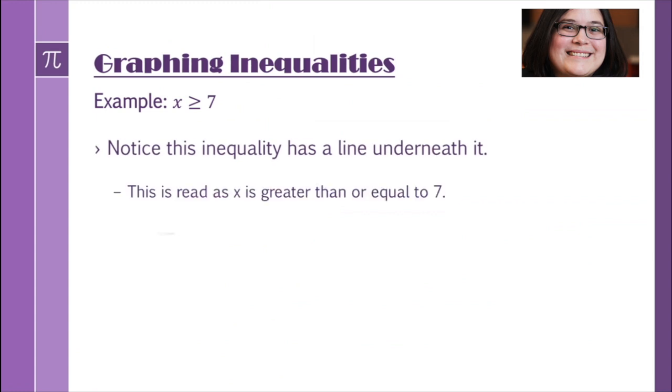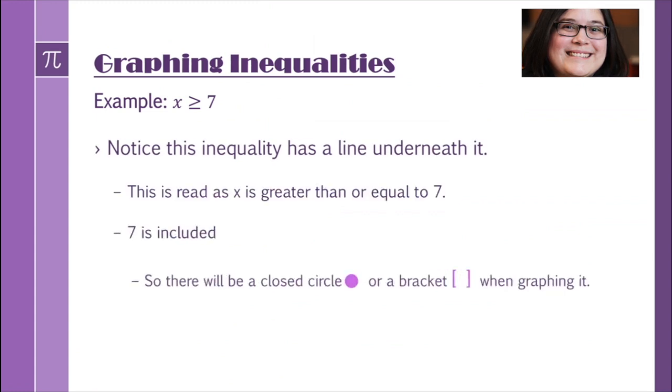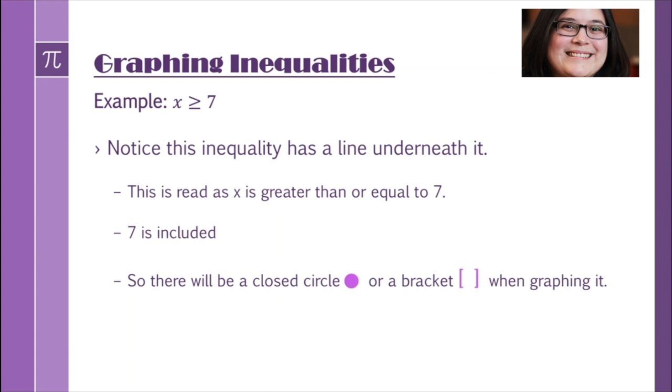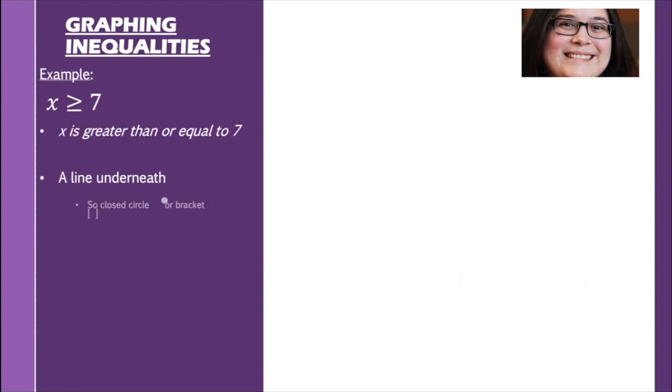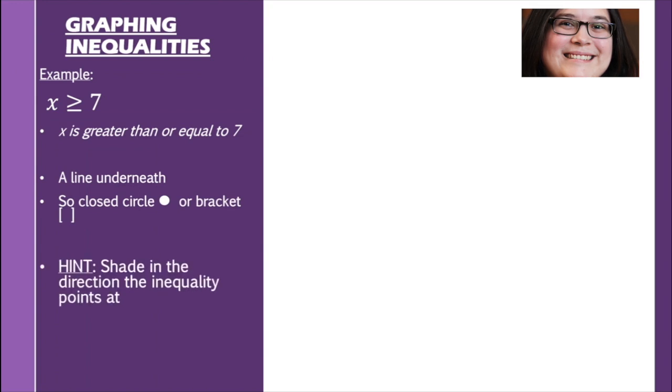to 7. This inequality has a line underneath it, so 7 is included. There will be a closed circle or a bracket when graphing it. So we're going to keep this in mind when we graph it. We're going to still keep in mind that x is greater than or equal to 7, that there is a line underneath it. So we're going to have a closed circle or a bracket, and we're going to shade in the direction the inequality points at. This time we're going to point to the right.